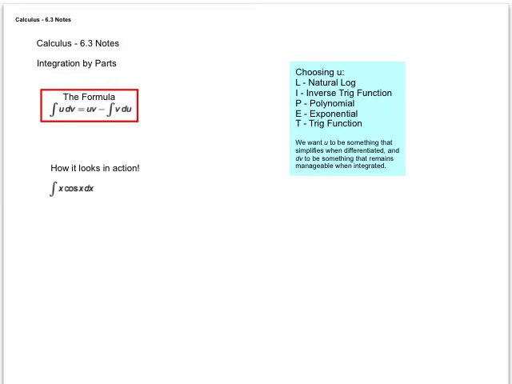So x cosine x, the integral of x cosine x dx, and we want to use the formula in the red box. And so what we're going to do is pick something that is easy to take the derivative of. And honestly, the easiest thing is the x. So we're going to let u equal x. That means then that the dv part is going to be cosine x dx.